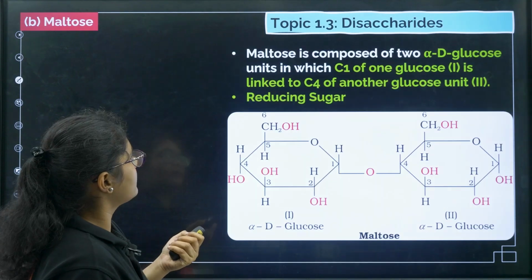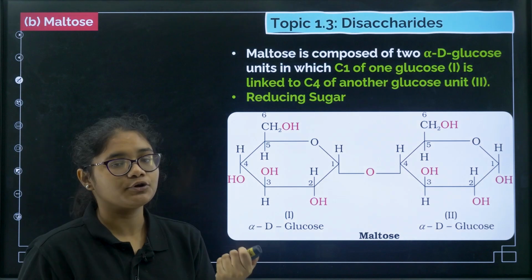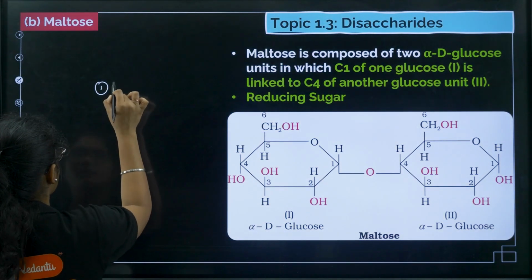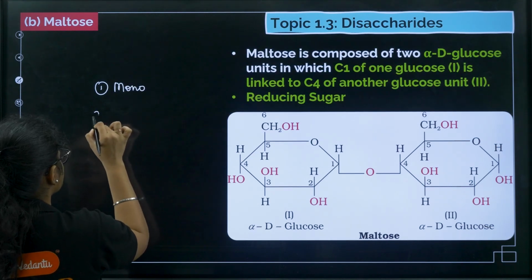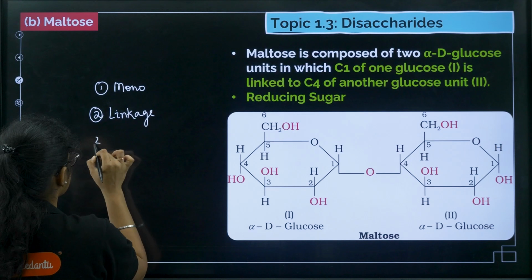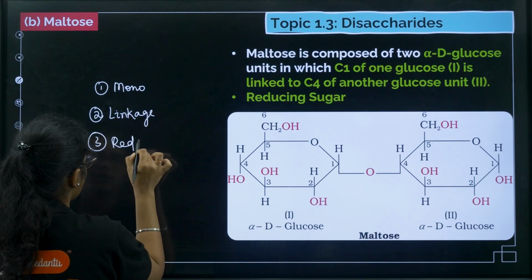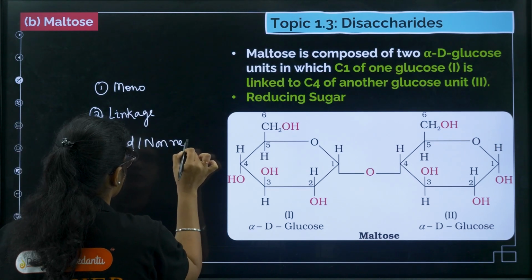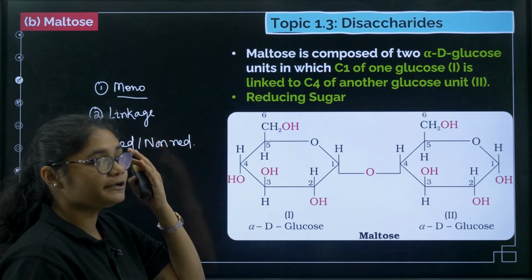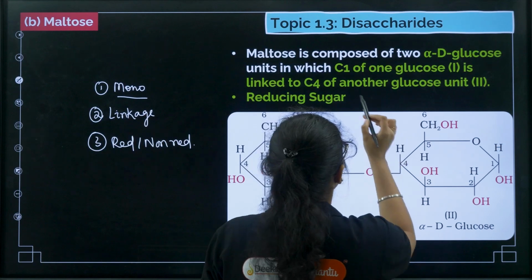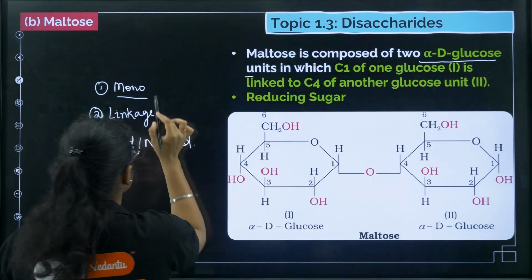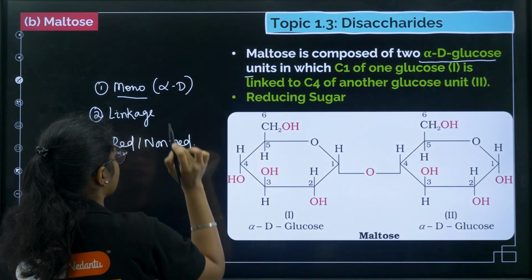Now coming to the second disaccharide, maltose. Again we need to study in 3 points. First, we will study the monosaccharides. Second, the linkage. And third, whether it is reducing or non-reducing. So what are the monosaccharides in maltose? Maltose is composed of 2 alpha D glucose units. The monosaccharides here are nothing but alpha D glucose units.